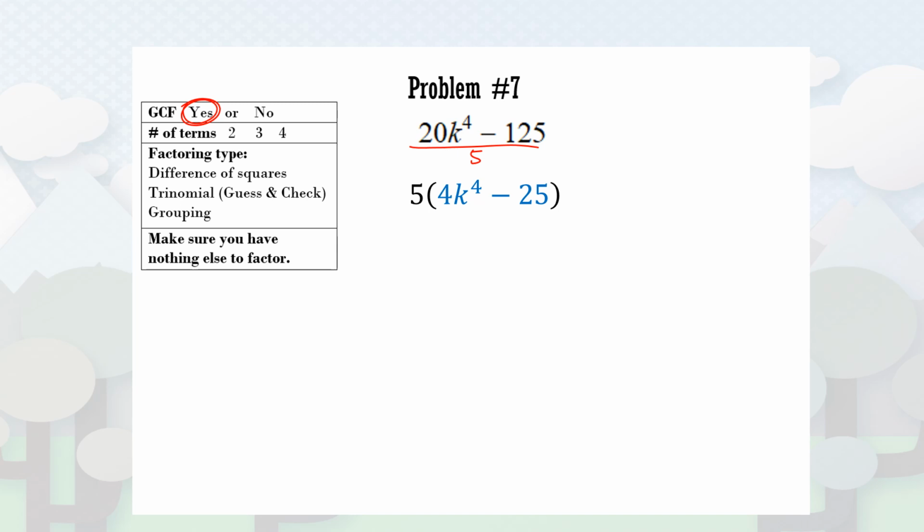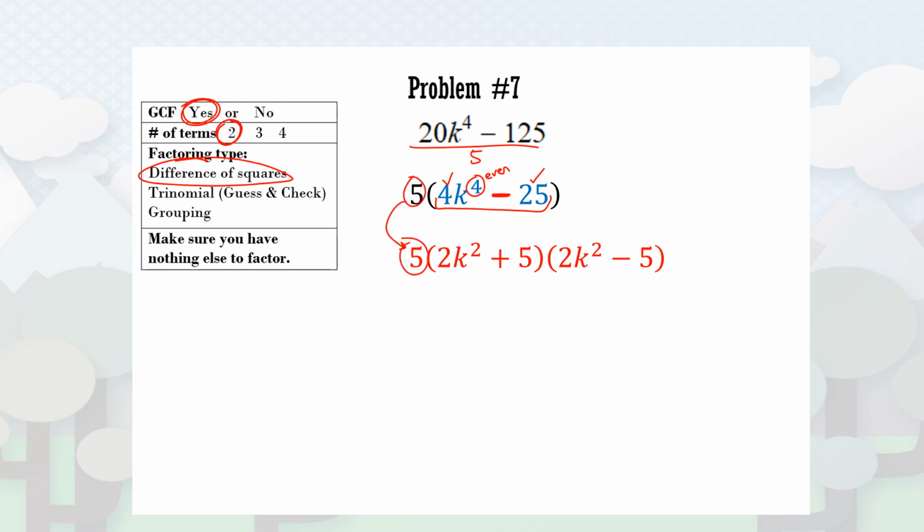So the remaining factor, what's left on the inside there, has 2 terms. And so we're checking for that difference of squares. And as far as I can tell, 4 is a perfect square, 25 is a perfect square, and the exponent, 4, is even. So we can divide that in half. So yes, this is a difference of squares, because again, another key part of that is the difference. It's subtraction. So this is a difference of squares pattern. So we can split that up into 2k squared plus 5 and 2k squared minus 5. And then just don't forget the GCF. Make sure we have that that we took out at the start.